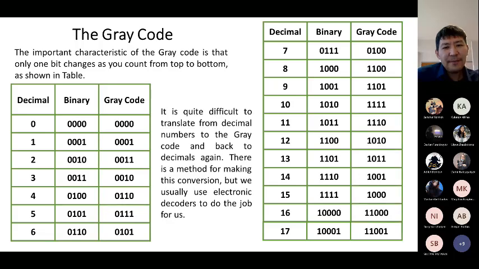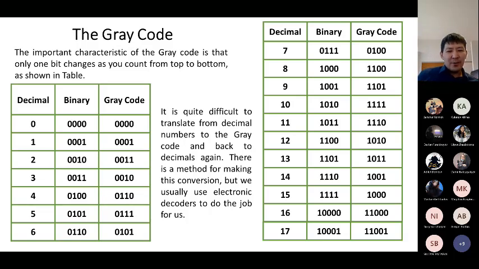And it's quite difficult to translate from a decimal number to the Gray code in your mind and back to the decimal again, because it's not so straightforward for us. But there is a method for making this conversion. We usually use electronic decoders to do the job.